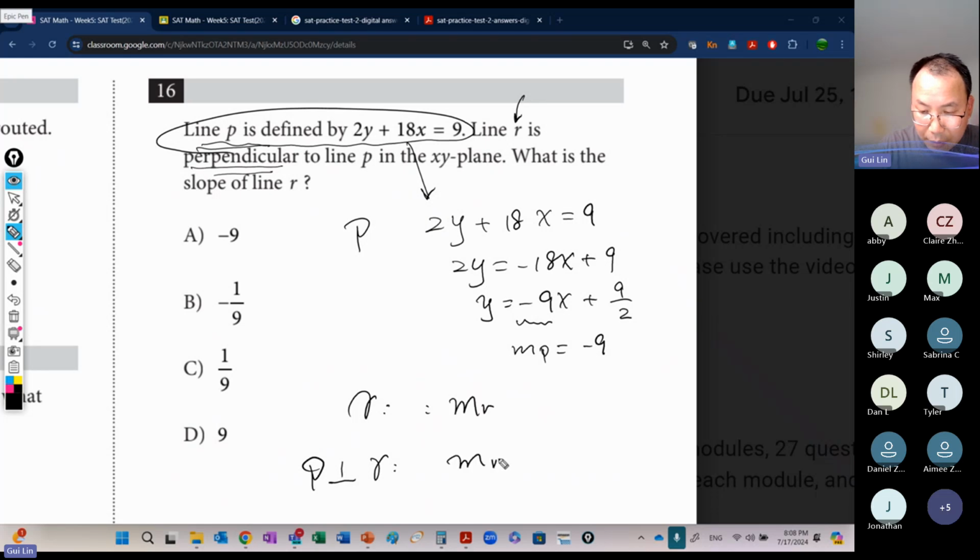What's the relationship between these two? That's the most important point here, right? The product of these slopes will become -1. So here the slope of P is -9. So what about this one? 1/9. Positive 1/9. Right. So what's the slope of the line R? Here it equals 1/9.